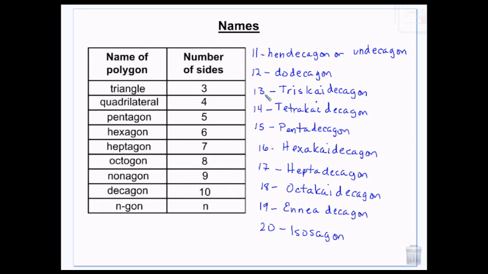So the number of sides determines its name. You need to know these. Okay, but the names are based off of tri meaning 3, quad meaning 4, penta meaning 5, hex meaning 6, hept meaning 7, oct is 8, non is 9, and dec is 10. That comes from Greek or Latin, I'm not sure which.